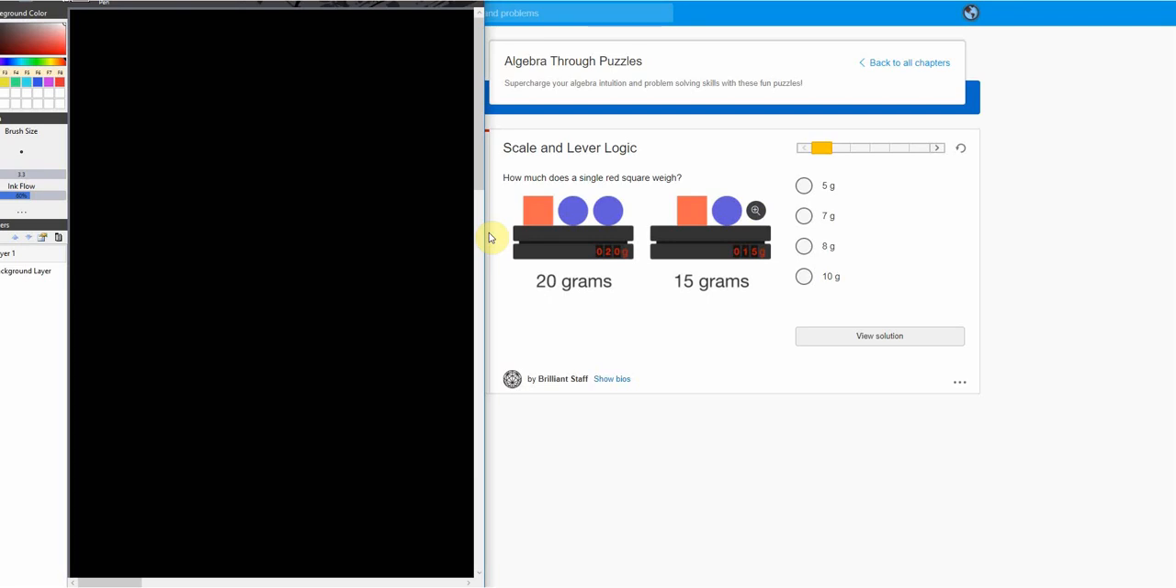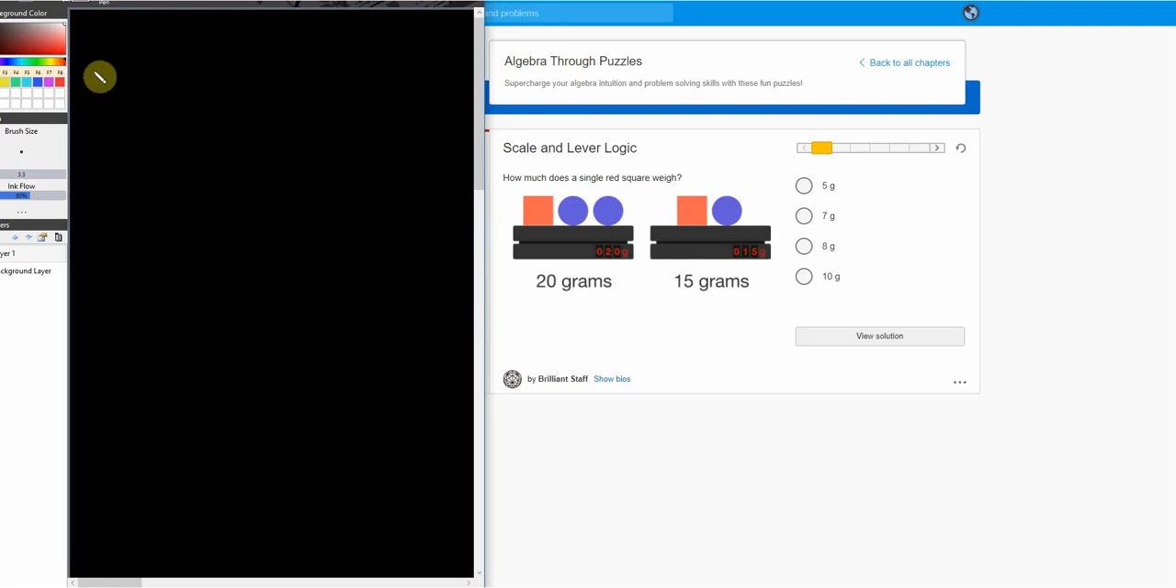On the first illustration, we have one red square with two purple dots, and that weighs 20 grams. And then the second illustration, we have one red square, one purple dot, 15 grams. There's a really quick way actually that you could solve this that's very simple, but because this is part of the algebra section of this website, I'm going to come up with an algebraic solution.